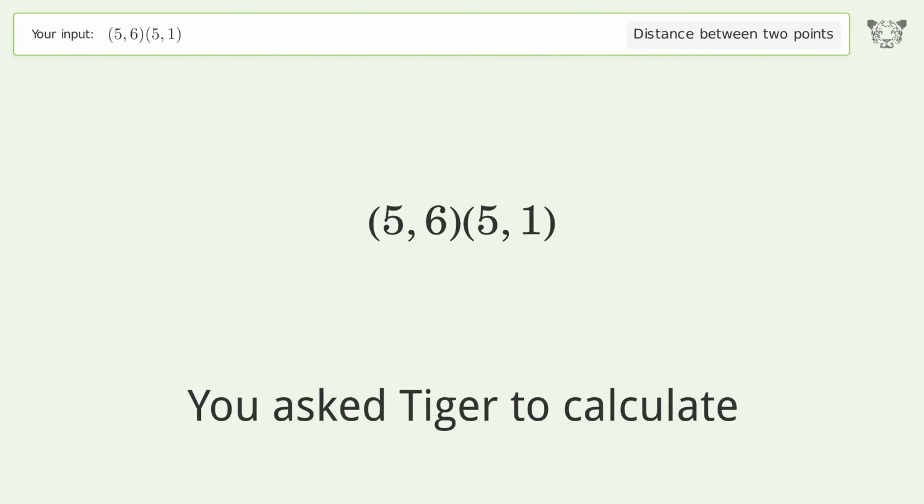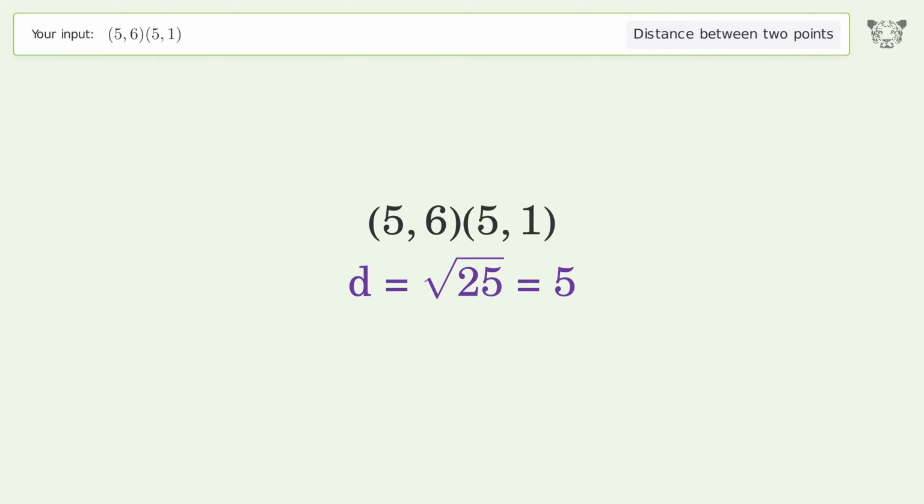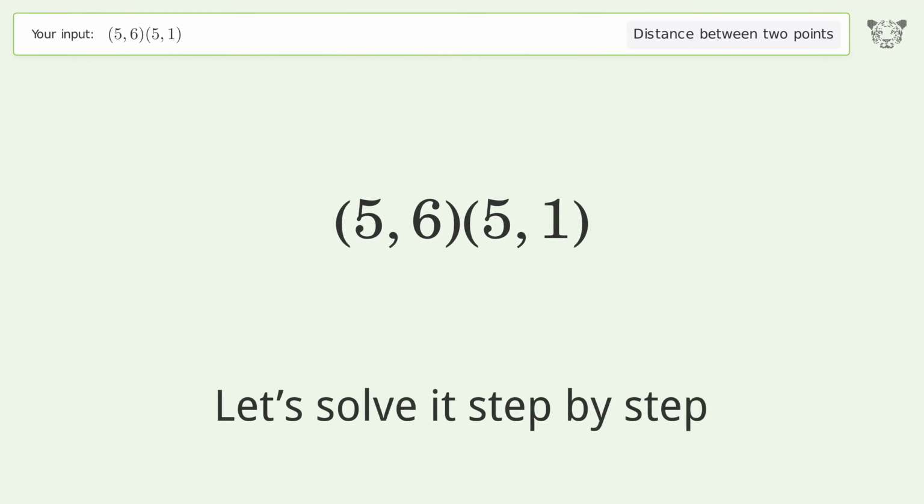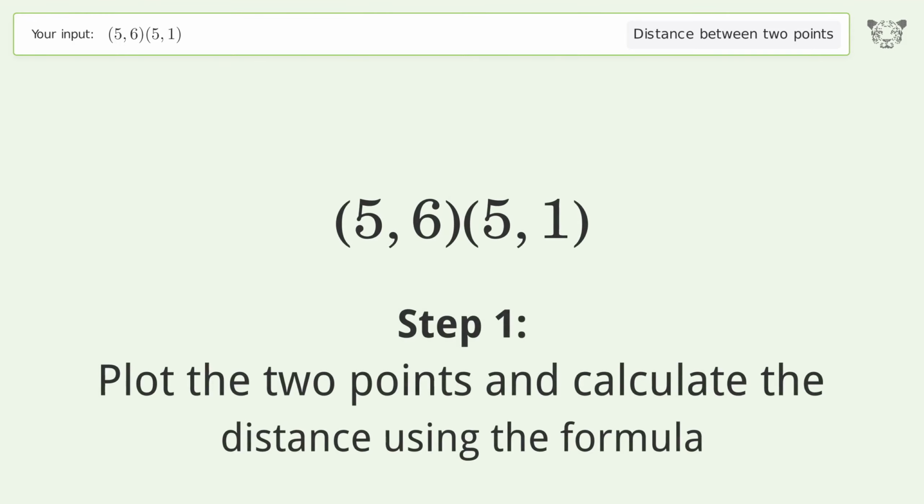You ask Tiger to calculate. This deals with the distance between 2 points. The distance between the 2 points is the square root of 25, or 5. Let's solve it step by step. Plot the 2 points and calculate the distance using the formula.